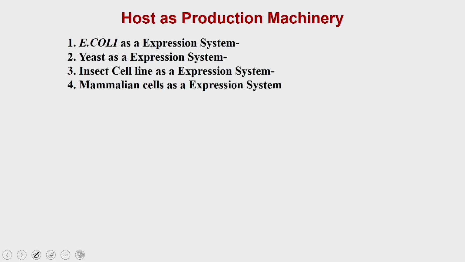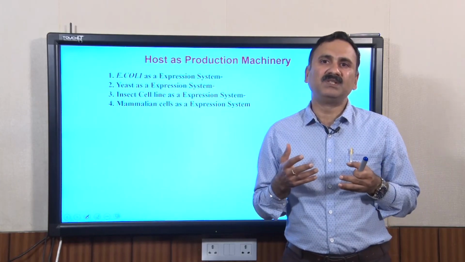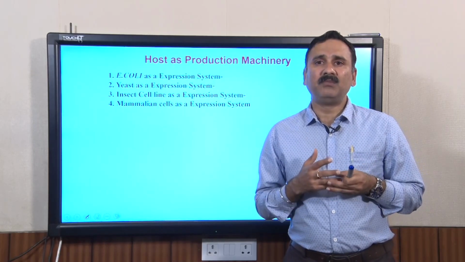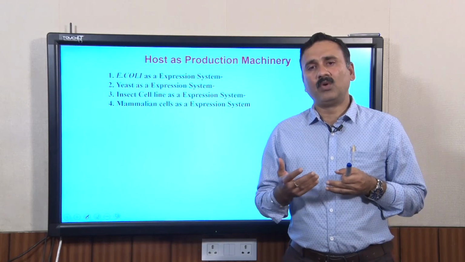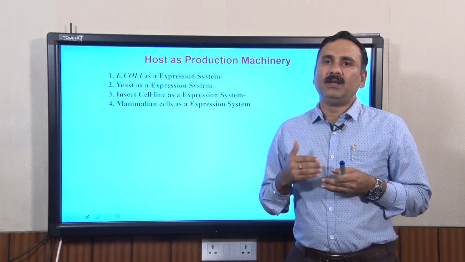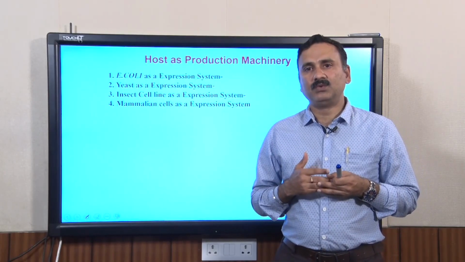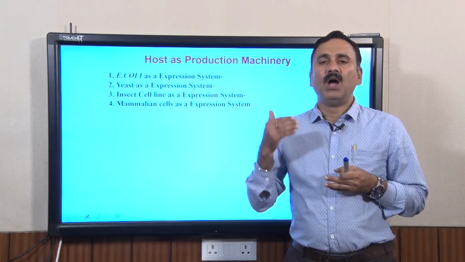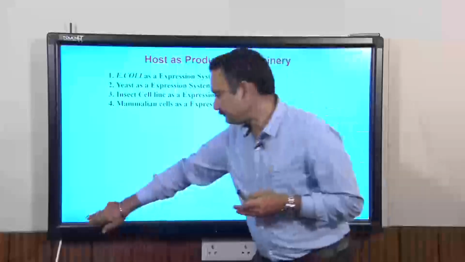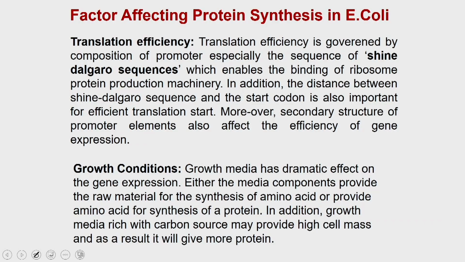So, when you talk about E. coli as an expression system, we have discussed many aspects. We have discussed how to clone the protein into the E. coli expression system, and what the different types of hosts and strategies are available for producing the protein. Now, today we are going to start the lecture with how to control protein production in the E. coli expression system.